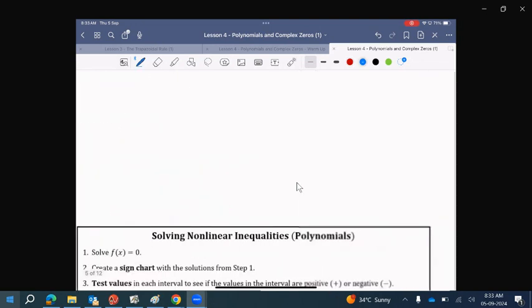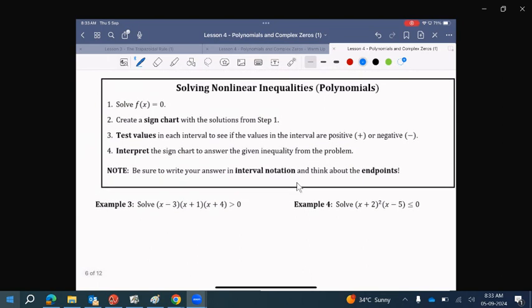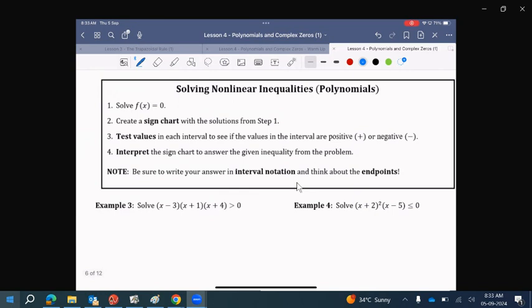Right, this is our goal for today, solving nonlinear inequalities. So in the homework, this is the most important area to focus on. I'm going to do the first one for you. I'm just going to stop my video recording and then start a fresh one.